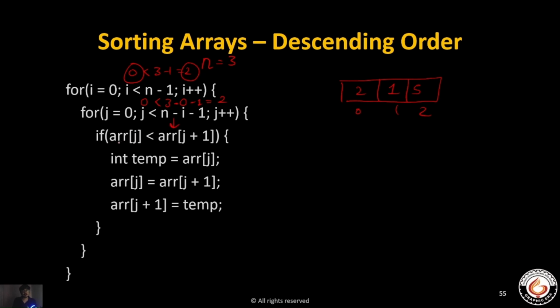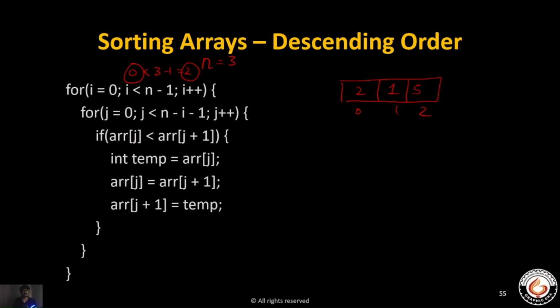Then we will check whether arr[j], which means arr[0], is smaller than arr[j+1]. Is 2 smaller than 1? No, that's not correct. So we will go again. Now the value of j will be 1. Now we will check whether 1 is smaller than 3 minus 0 minus 1, which means is 1 smaller than 2. Yes, that's correct. So we will go inside.